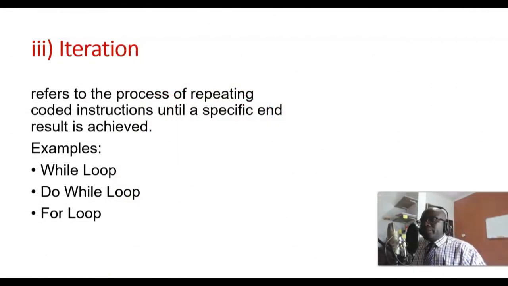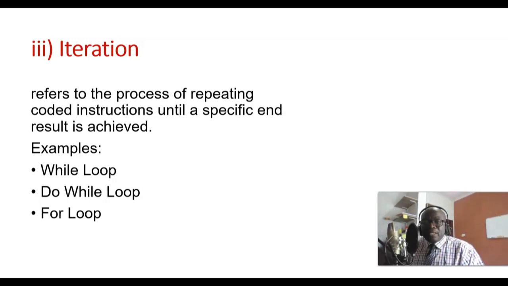So now let us look at the third programming construct, known as the iteration programming construct or looping construct. When we talk about iteration, iteration refers to the process of repeating coded instructions until a specific end result is achieved. Let me give an example of a simple program you may want to write.